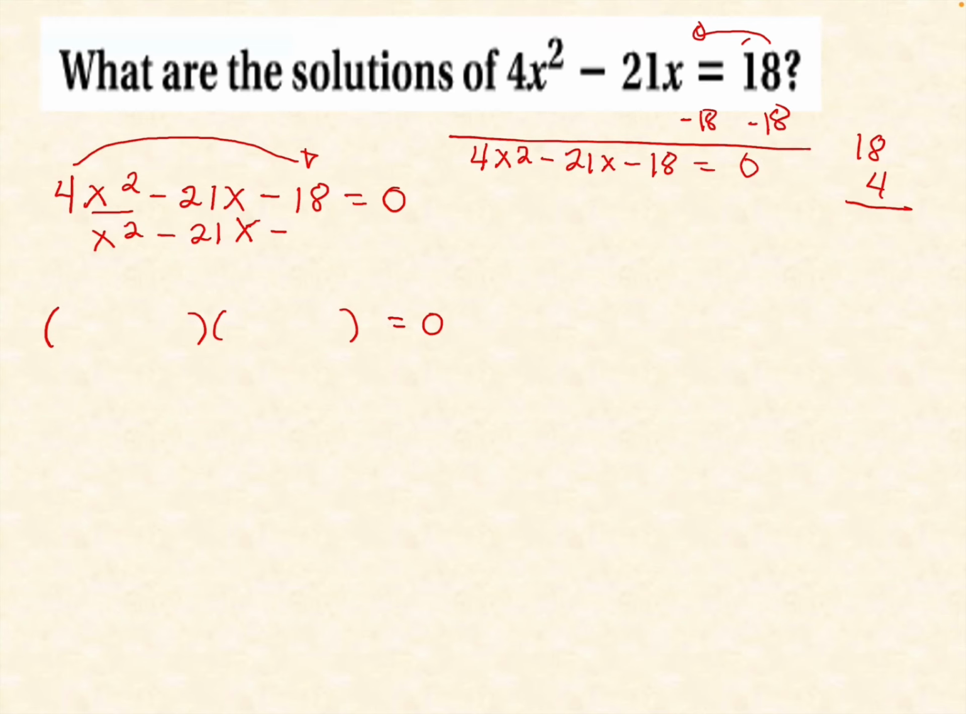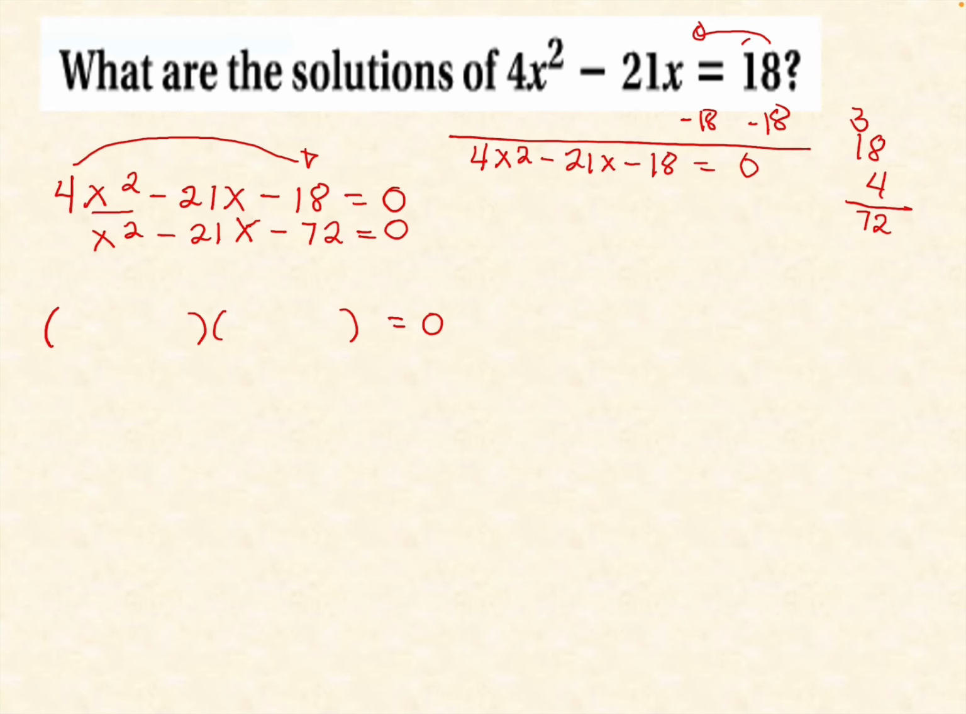18 is the last term and 4 is the first term, so we need to multiply them. 4 times 8 is 32, carry 3. Then 4 times 1 is 4, plus 3 is 7. So the last term will be 72, equal to 0. This is now the new quadratic equation. We now have x squared minus 21x minus 72. Your first term is multiplied by the last term, that's why we now have negative 72.